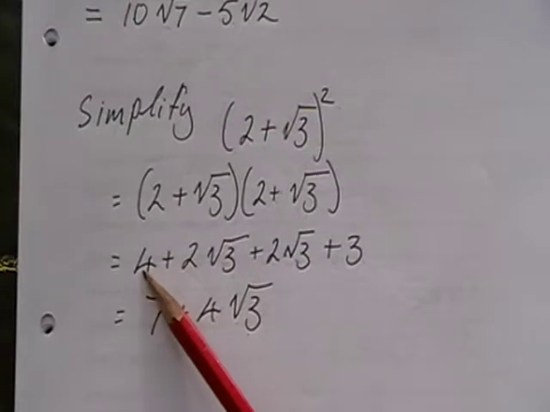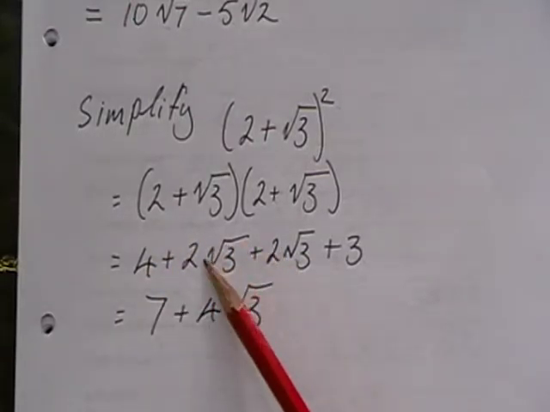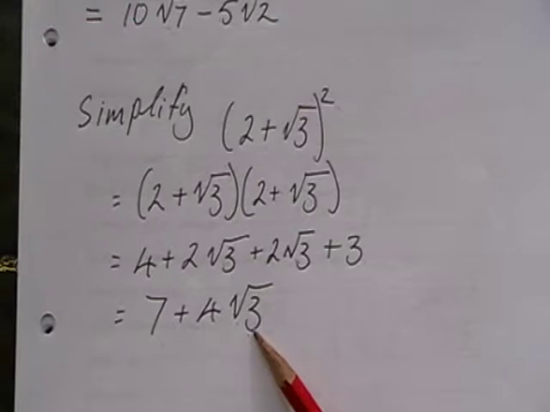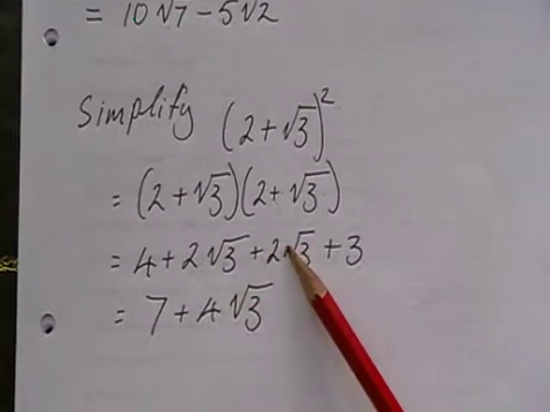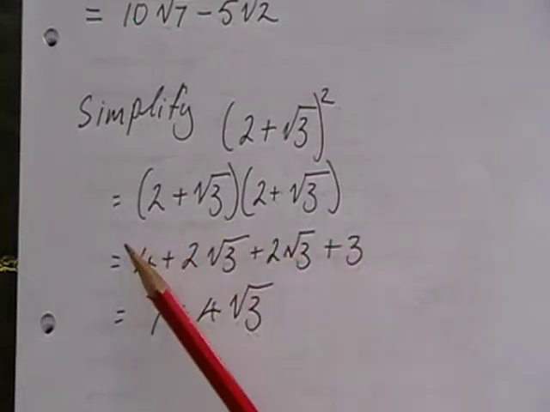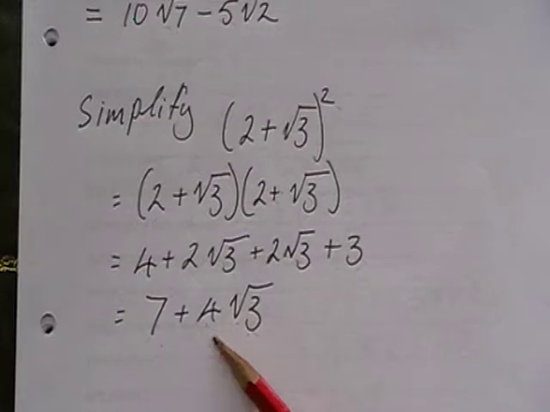Again, collecting like terms, 4 plus 3 is 7, gives us a 7 there. And 2 root 3 plus 2 root 3 gives us 4 root 3. Again, collecting like terms. And that one's now finished.